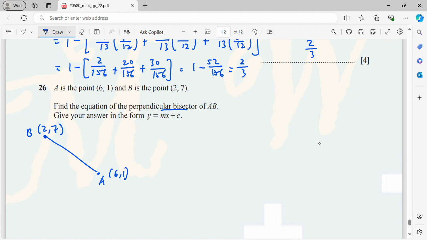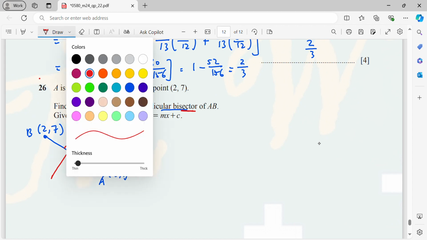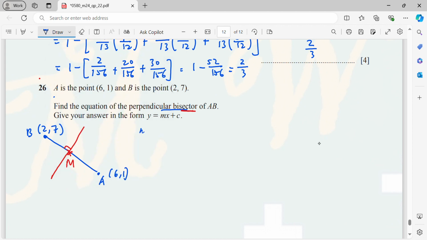Now, perpendicular bisector means it is a line that passes through the midpoint, because bisect means cuts into 2 parts, and it's also perpendicular to the line. That means here I need to find out what is the M, the midpoint, right? So firstly, I need to find out the midpoint of AB. That is the M.